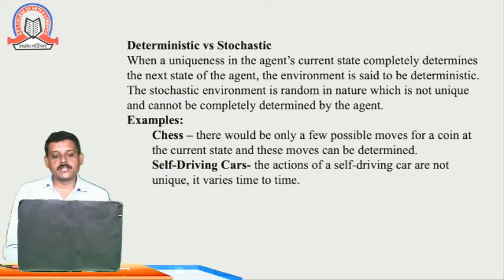Next is deterministic environment versus stochastic environment. When an agent's current state completely determines the next state of the agent, the environment is said to be deterministic. The stochastic environment is random in nature, which is not unique and cannot be completely determined by the agent. So the agent cannot determine the environment completely.